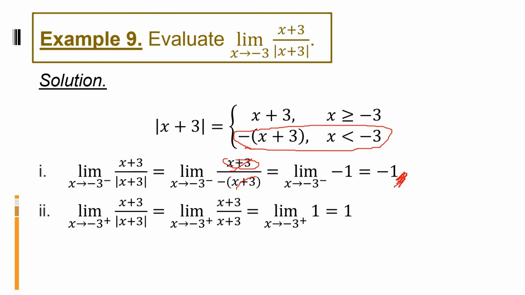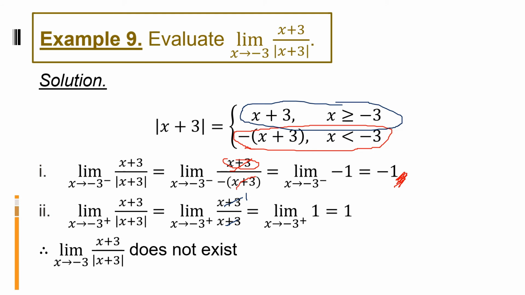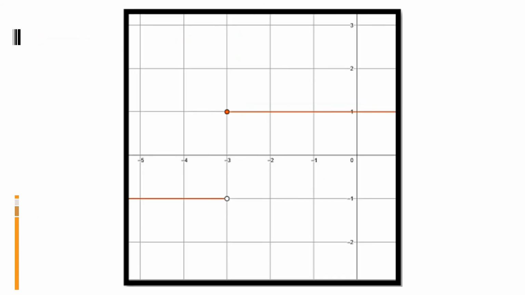Sa kabilang side naman, the limit as x approaches negative 3 from the right is equal to x plus 3 over, okay, so from the right, so eto greater than negative 3, so x plus 3 din. We can cancel that out para maging 1 na lang yan. So that is the limit of 1 or equal to 1. So since the two one-sided limits are not equal, then the limit as x approaches negative 3 of x plus 3 over absolute value of x plus 3 does not exist. Ito naman yung itsura ng kanyang graph.